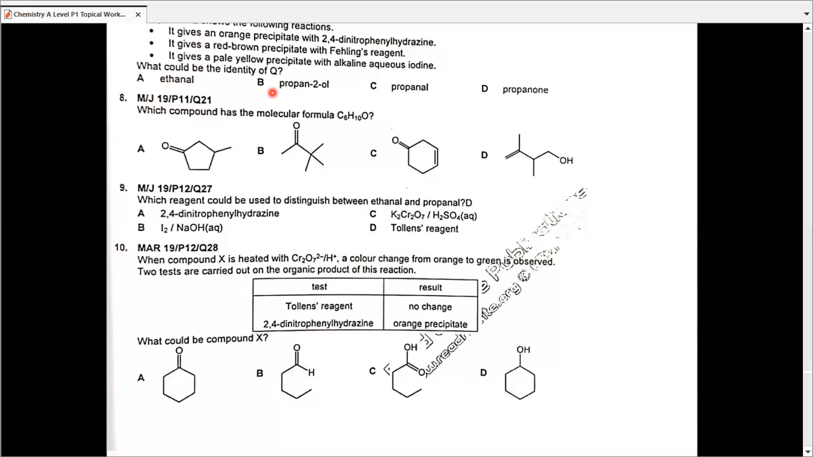Beta. Alright, great. And why? Because in ethanol there's the CH3 and then carbon double bond O, so it will give a positive result with the test and a yellow precipitate, but propanol does not have that CH3 carbon double bond O. So it won't give the yellow precipitate. Right. Good. 10.